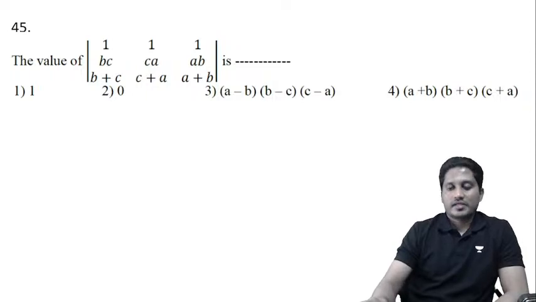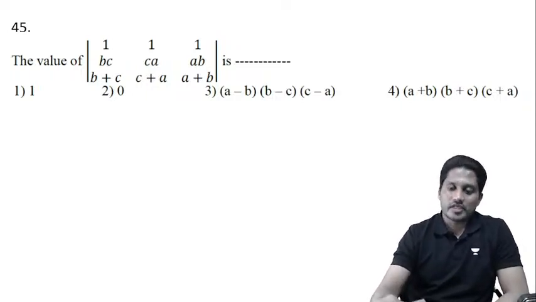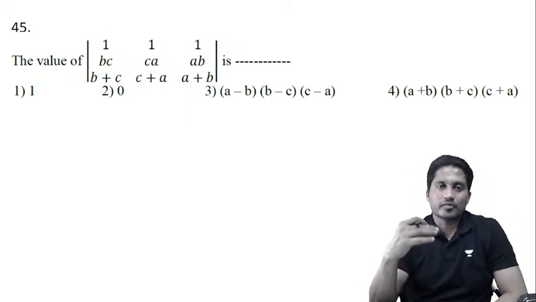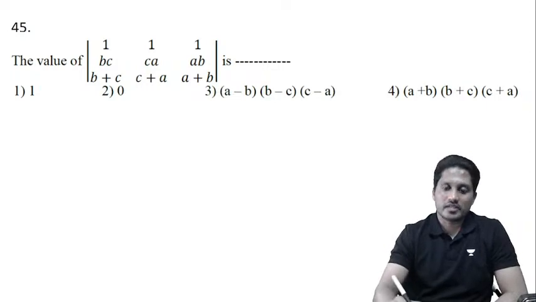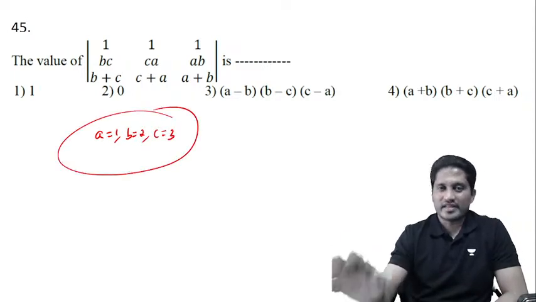Right. Question number 45. Whenever you get such questions, there is no need to expand and simplify to get the answer. If it is true for a, b, c, then it should obviously be true for any values of a, b, c. So I'm going to take a = 1, b = 2, c = 3. Or you can take a = 0, b = 1, c = 2, anything.